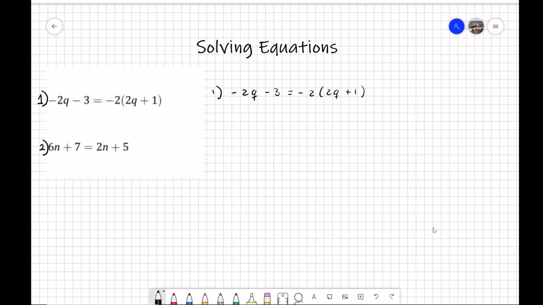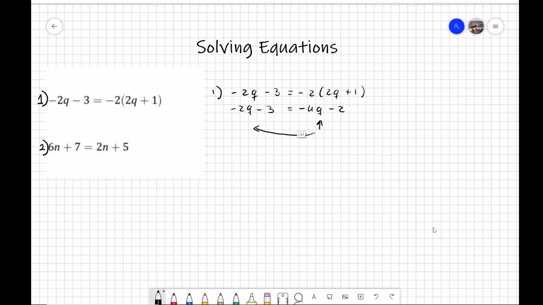So if we multiply that, we get minus 4q minus 2. And that's equal to, here it is the same thing because we didn't do anything to it. So we get minus 2q minus 3. Alright, so now I want to move this q to the left side. So we see that this q has a negative 4 attached to it. It's multiplied, right? So that means we're going to have to move everything to the left side.